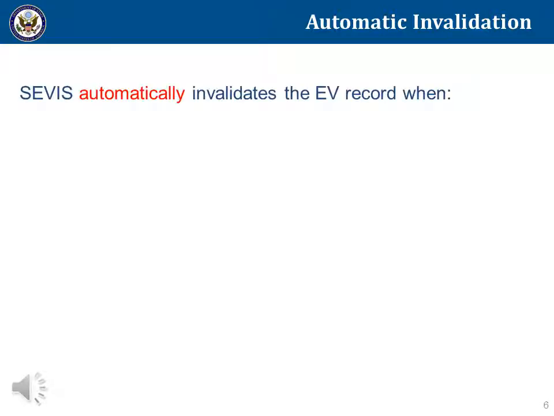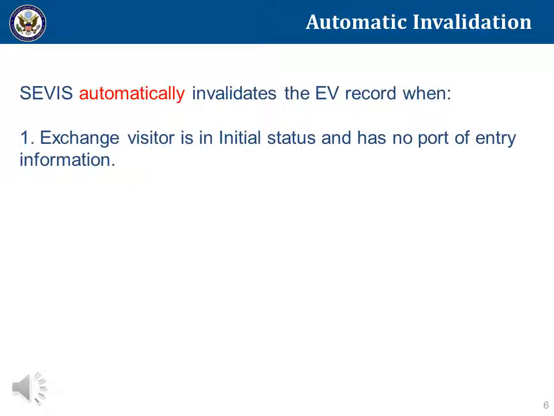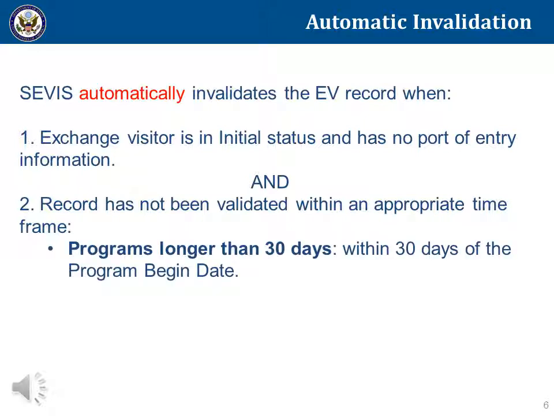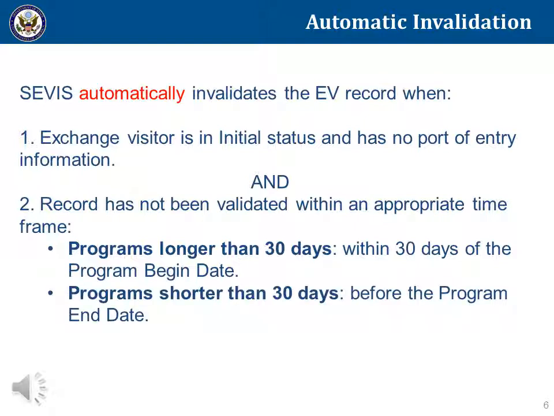SEVIS will automatically invalidate an exchange visitor's record when the Eevee is in initial status with no port of entry information and the program has not been validated. Depending on the exchange visitor situation, the timing for a validation will vary. If the exchange visitor's program is longer than 30 days, the record must be validated within 30 days of the program begin date. If the program length is shorter than 30 days, the record must be validated before the program end date. And if the exchange visitor is approved for a change of status to J1, the program participation must be validated within 30 days of the benefit start date.